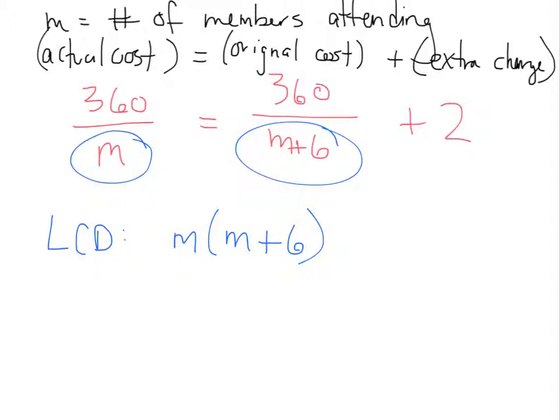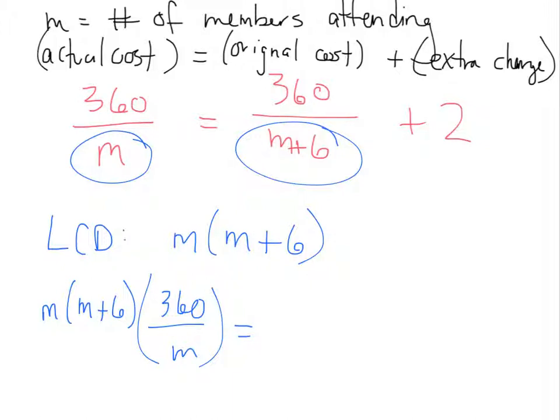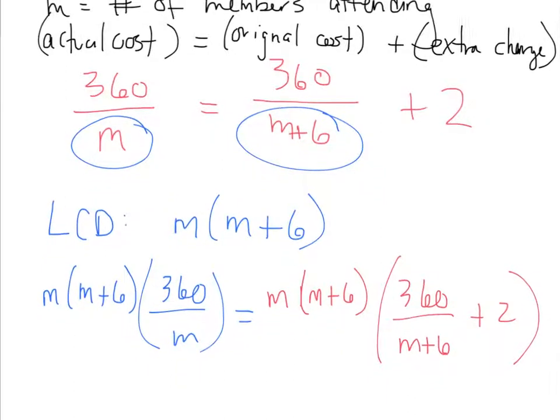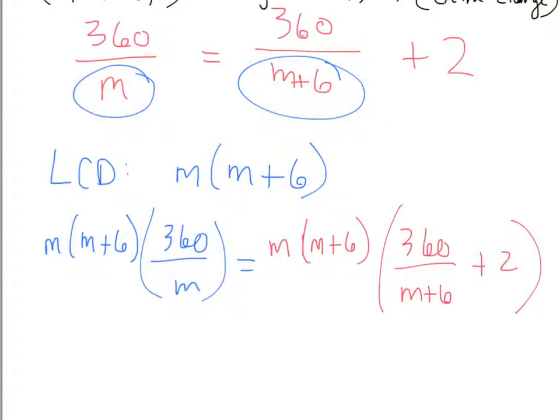Remember, the whole idea of getting a least common denominator is to factor everything as far as possible. Well, these are already factored. M plus 6 is a factor. M is a factor. The 2 is over 1. 1 is a factor, really. So let's multiply everything by m times m plus 6. So that's the left-hand side of the equation. The right-hand side is this. Again, we multiply both the left and the right-hand side by the quantity m times m plus 6, because that is the common denominator here. It's the product of the denominators when factored. Okay, assuming there's no common factors, obviously.